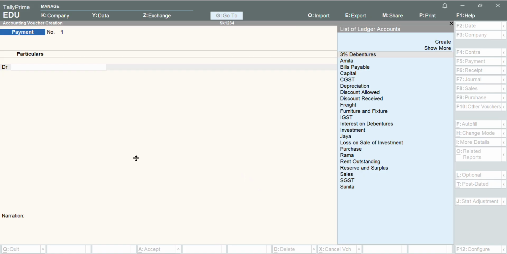Now our first transaction is you have purchased goods from Rama. Now, what have you purchased? Just have a look here. Sherwani.